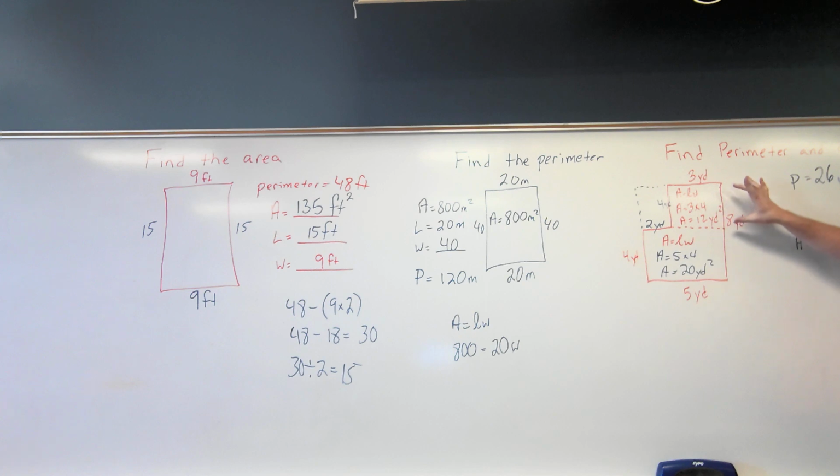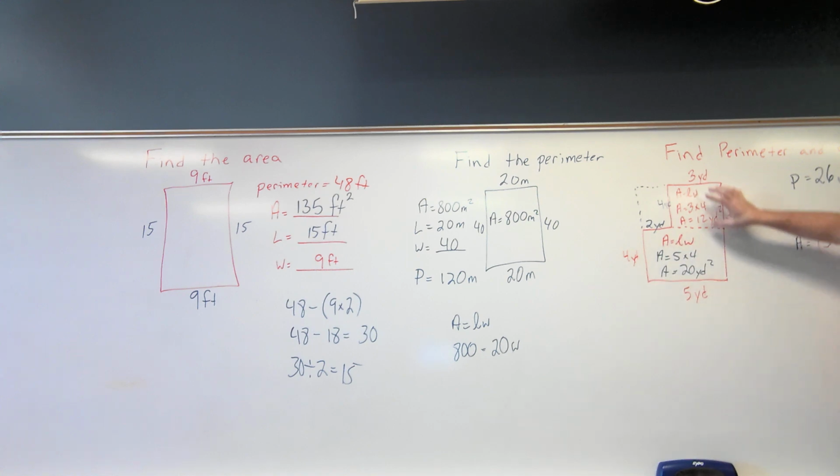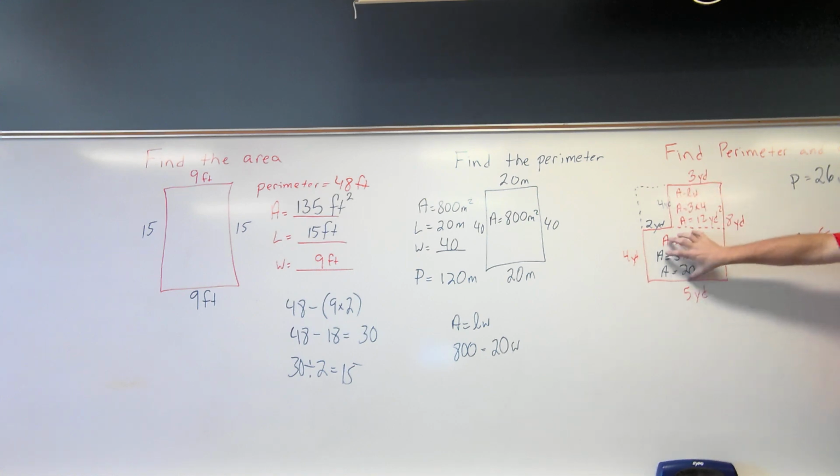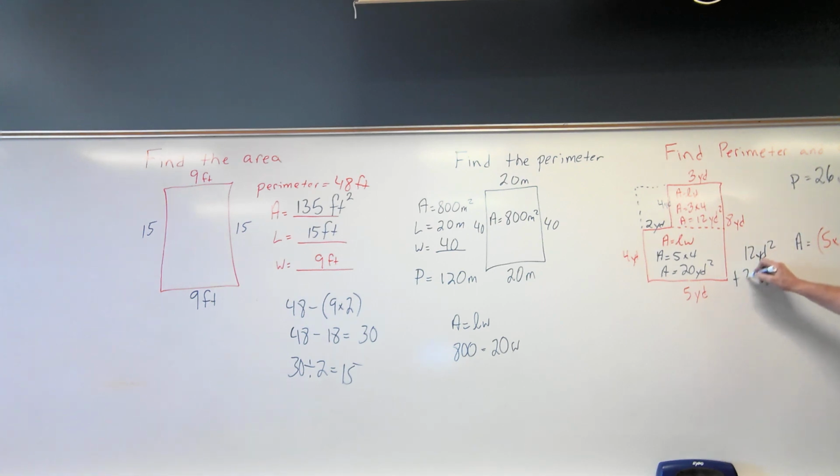This part right here, the area is 12 yards. This part right here, the area is 20 yards squared. I want to know what the total of this and this is. How would I do it? Add. I'd add the area 12 yards squared plus 20 yards squared, and I should get 32 yards squared.